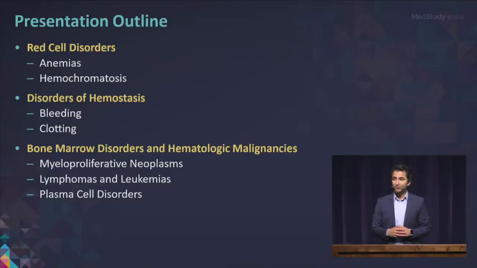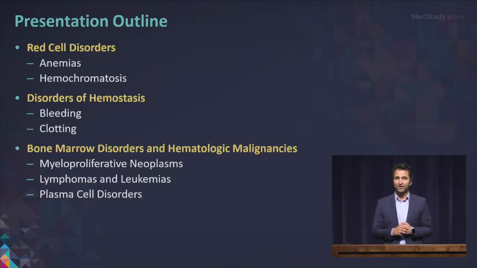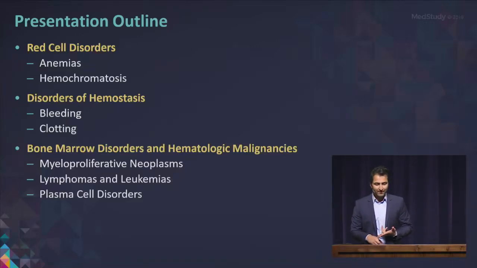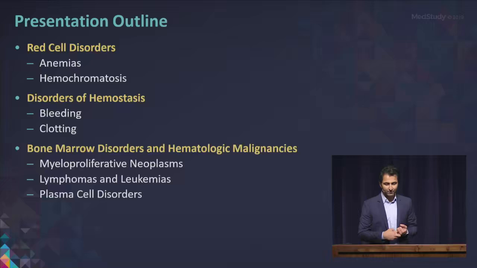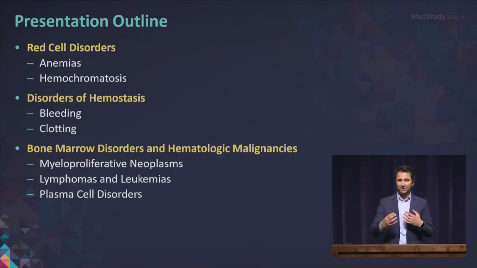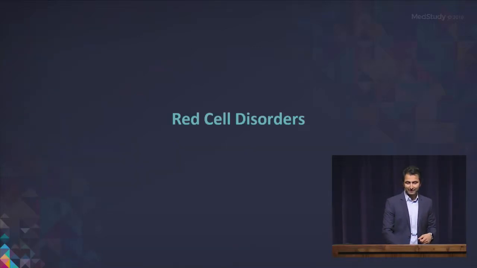First, with hematology, I'm going to divide the discussion into basically thirds. The first third, I'd like to go over red cell disorders, primarily anemias, but also a word about hemochromatosis. And then in the middle third, we'll talk about disorders of hemostasis, bleeding disorders and clotting disorders. And then for the final third, we'll wrap up with bone marrow disorders and hematologic cancers. And we'll go over myeloproliferative neoplasms, lymphomas and leukemias, and plasma cell disorders. And again, take some of the mystery out of it, leave you comfortable with how to recognize what kind of patient each one of these diseases will look like.